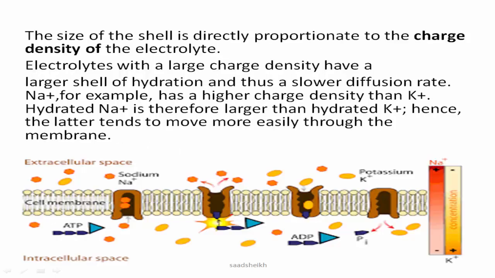The size of the shell is directly proportionate to the charge density of the electrolyte. Electrolytes with a large charge density have a larger shell of hydration and thus a slower diffusion rate. Na+, for example, has a higher charge density than K+. Hydrated Na+ is therefore larger than hydrated K+, hence the latter tends to move more easily through the membrane.